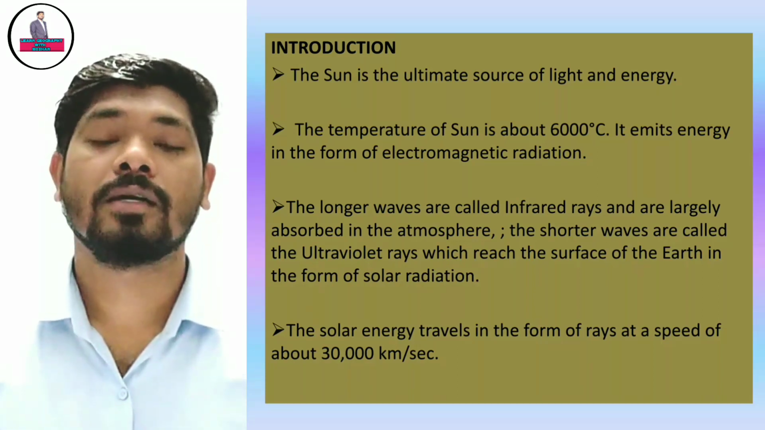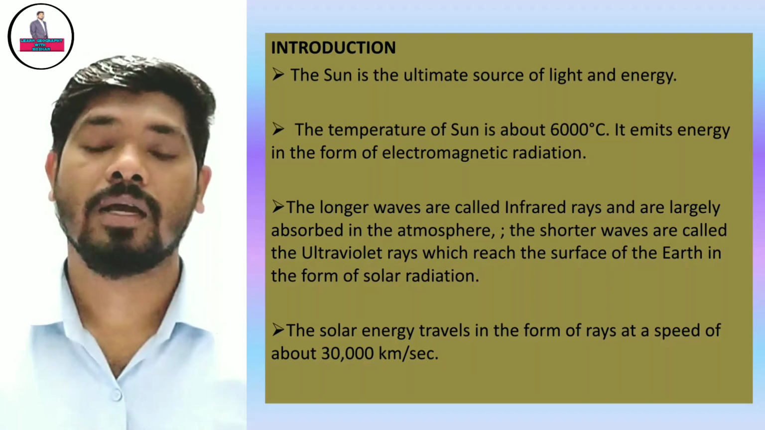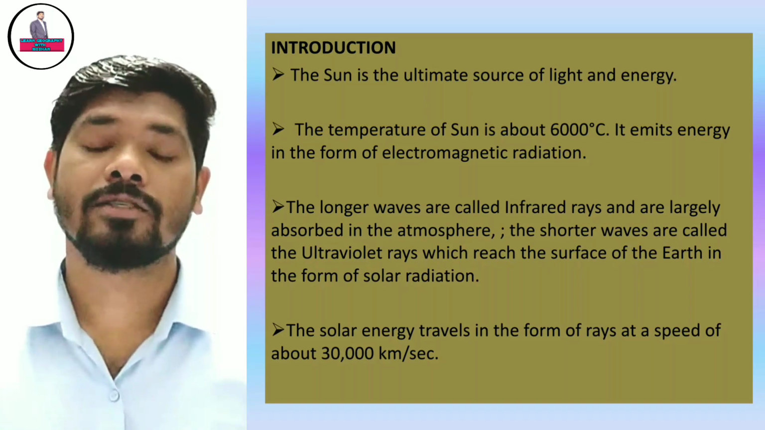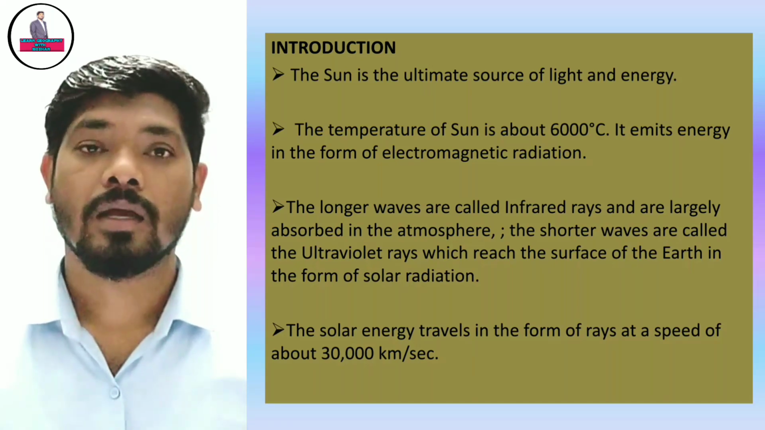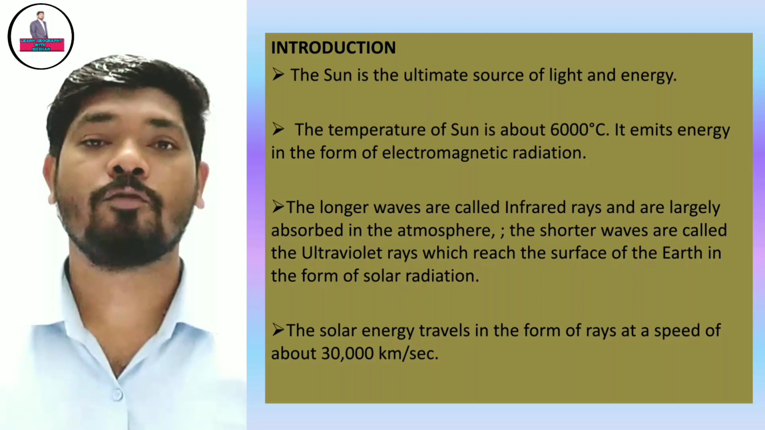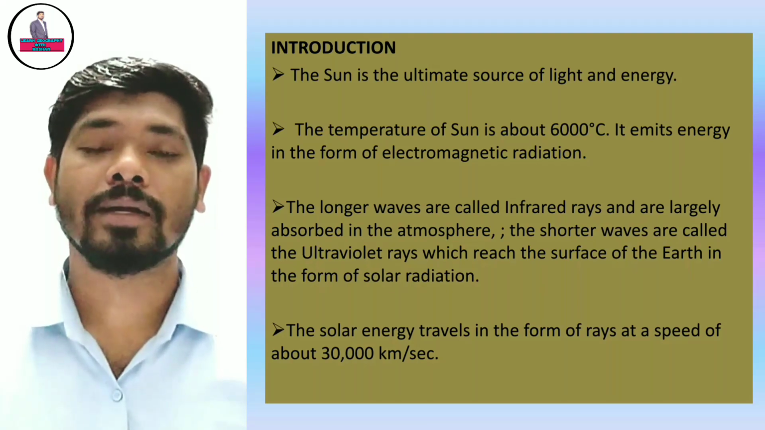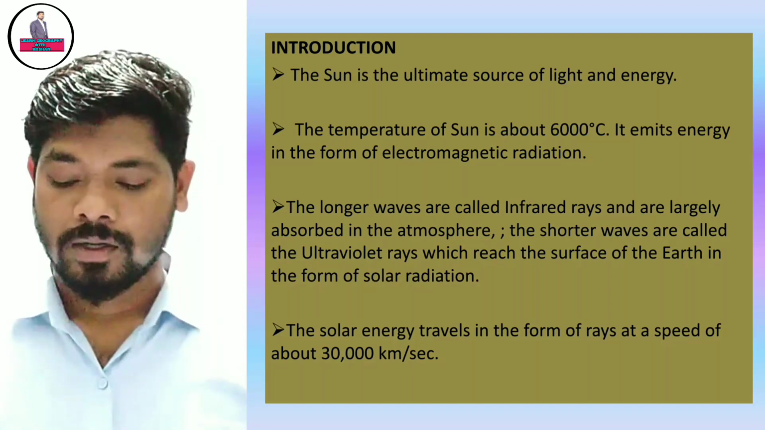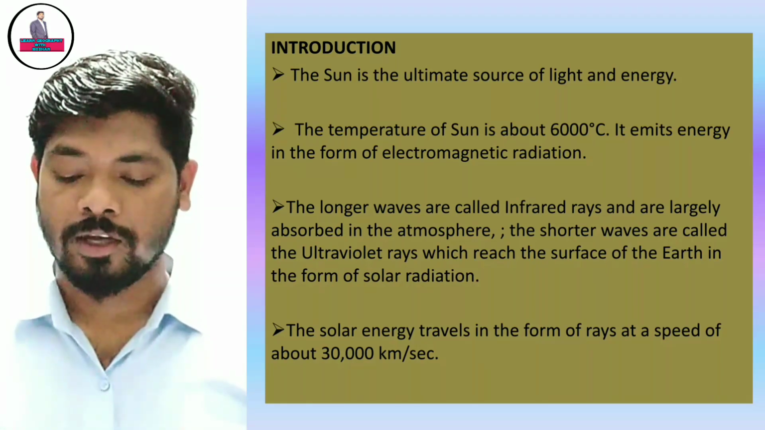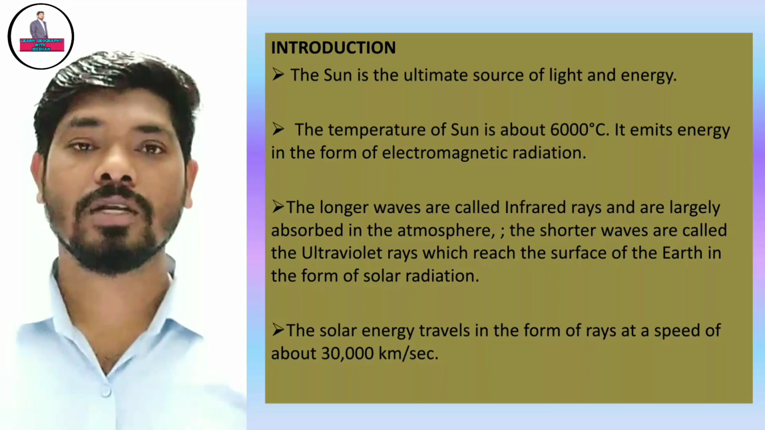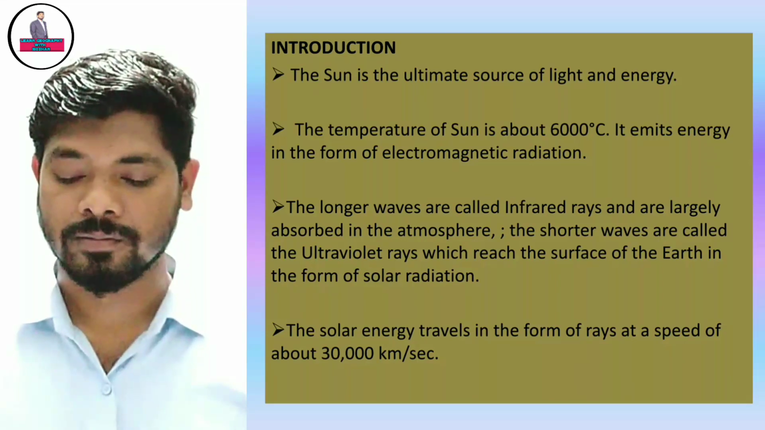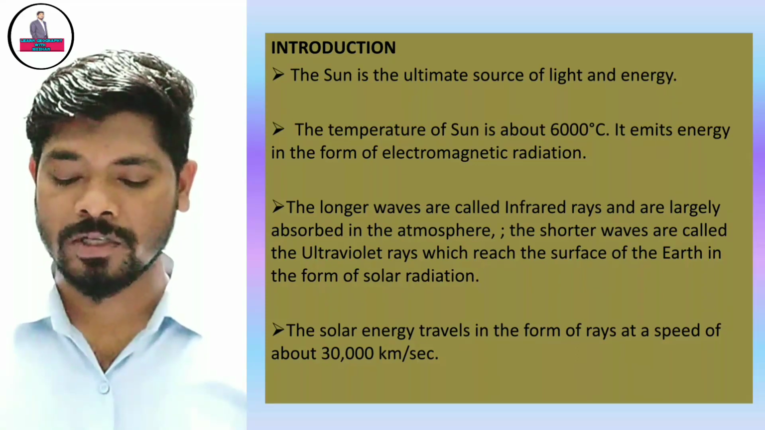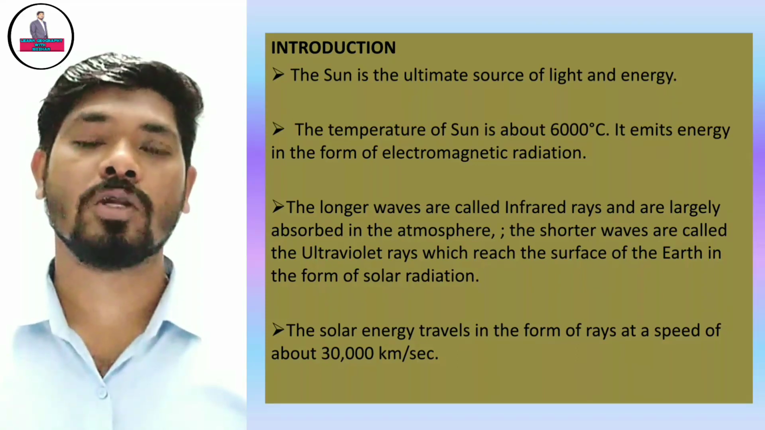The second point is that the temperature of the sun at its source is 6000 degrees Celsius. It emits energy in the form of electromagnetic radiation. The third point is that the longer waves are called infrared rays and are largely absorbed in the atmosphere. The shorter waves are called ultraviolet rays, which reach the surface of the earth in the form of solar radiation.